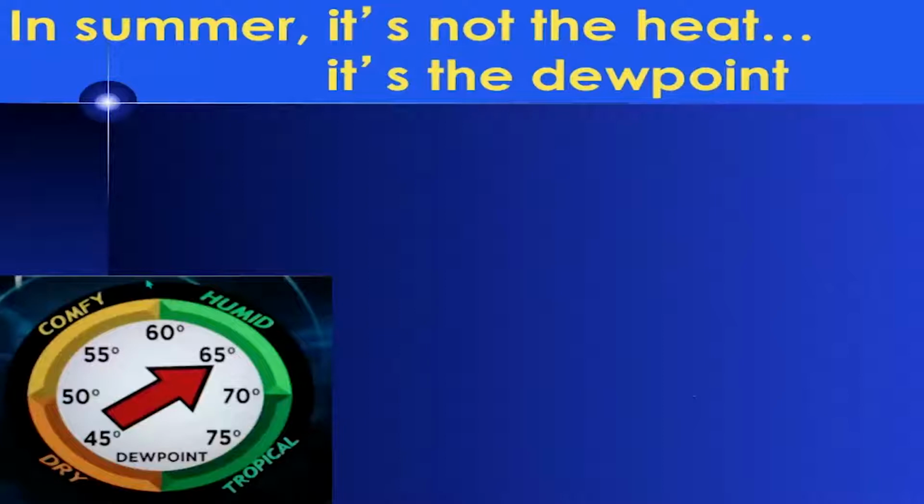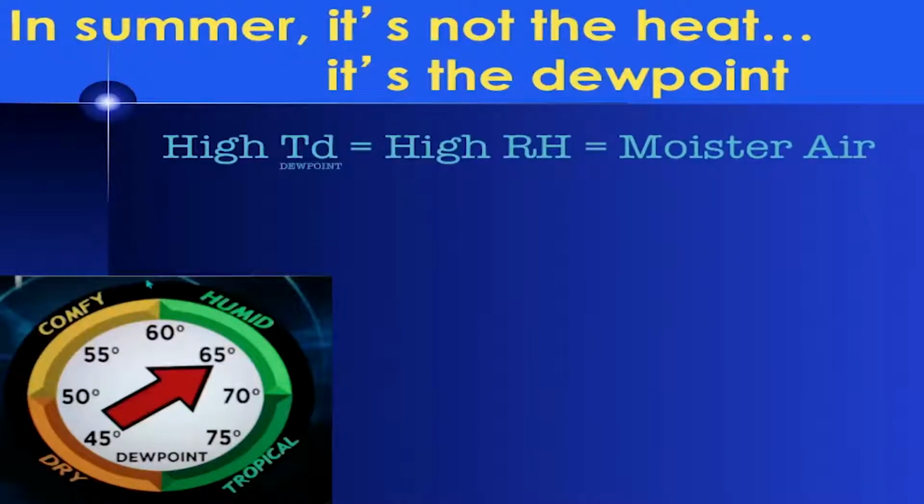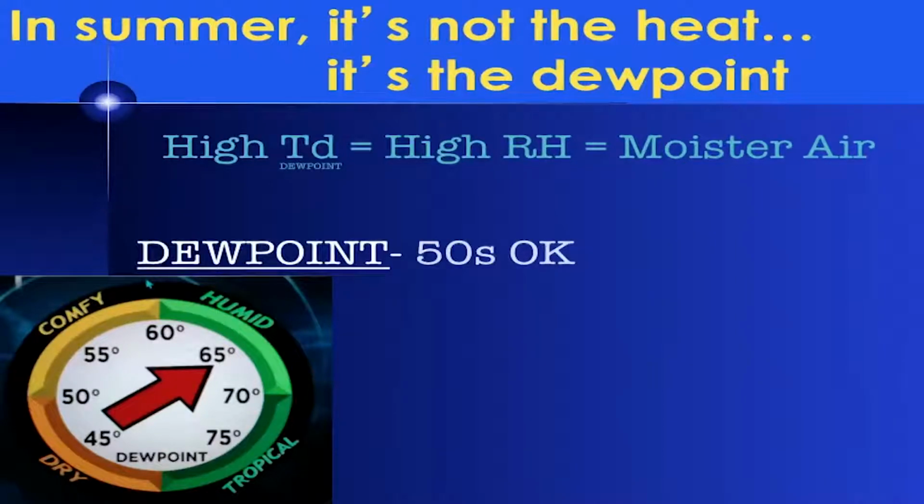In the summer, it's not the heat. It's not even the humidity. It's the dew point. When I'm on television, I use this image that you see there on the left. I call it the muggy meter. And the dew point tells us how muggy it's going to feel outside in the summertime. High dew points mean high relative humidities means moister air. And in the summer, that could be uncomfortable.